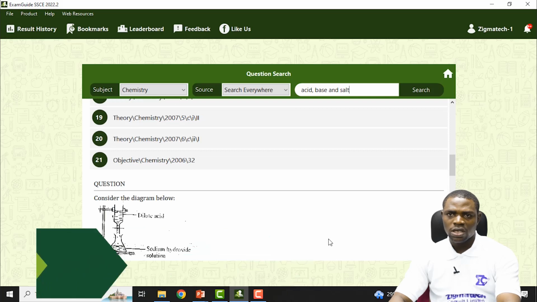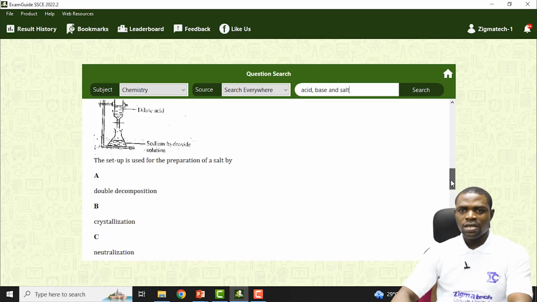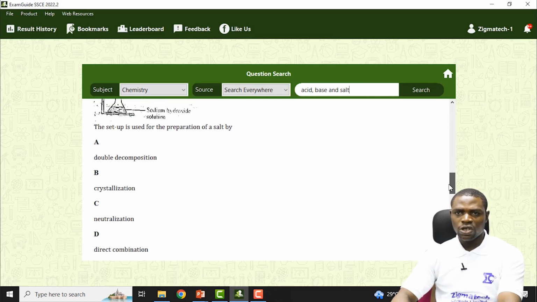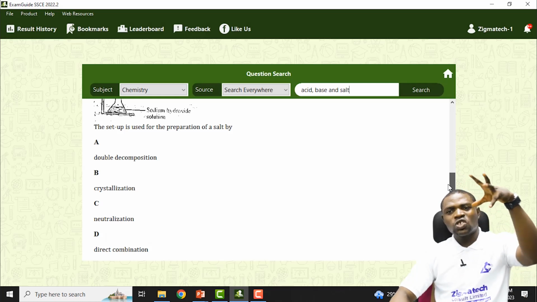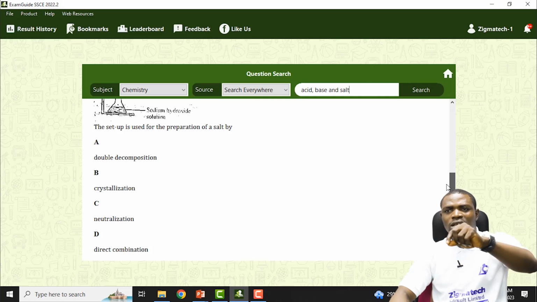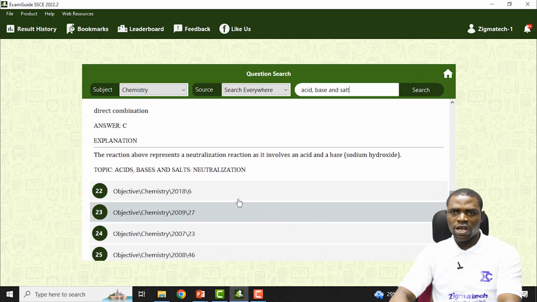Options: A, double decomposition, B, crystallization, C, neutralization, D, direct combination. If you look at the setup, they are neutralizing acid and base together. This is a very good question that actually attests to what we have learned so far in the course of the teaching. So this is a reaction between acid and base. So it's not crystallization, it's not decomposition, it's not combination. What we have here is neutralization. So neutralization is very accurate.